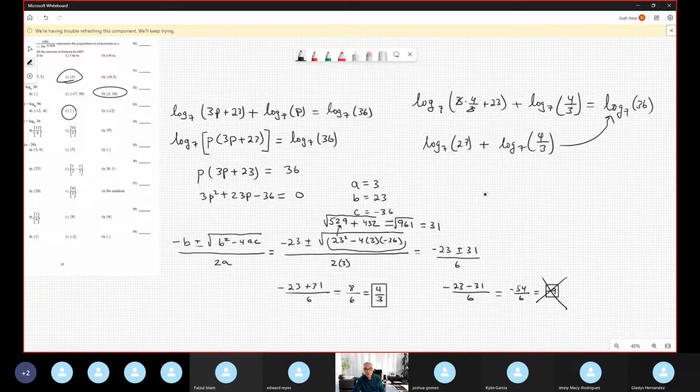And you condense, why not? So, logarithm of multiplication, 27 times 4 divided by 3. And 27 divided by 3 is 9. And 9 times 4 is 36. We get exactly the same answer. Okay, and the solution is perfect.